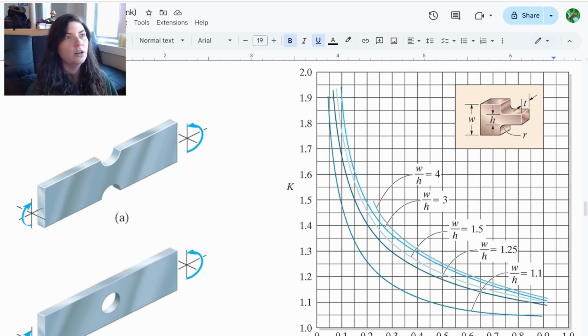I come back over here, 0.2 on my x-axis, right here, and my W over H was 1.5, which is the middle line. It's the lightest line out of these 5 lines. So I'm going to follow my 0.2 up until I hit that lightest line, which looks like it's right here, that middle line. And then I bring my cursor over to the left to see what that value is. And that K value is 1.45.